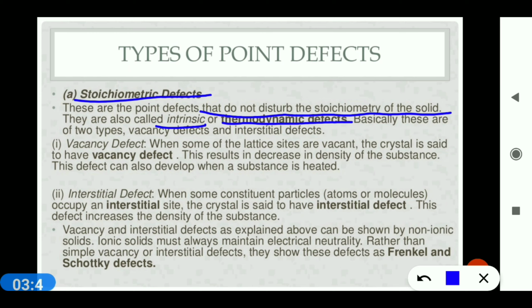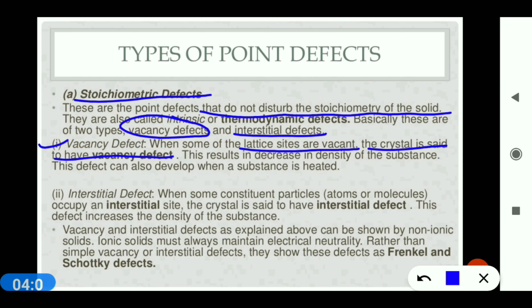Basically, these are of two types: vacancy defect and interstitial defect. Vacancy defect: when some of the lattice sites are vacant, the crystal is said to have vacancy defect. You can understand this with a diagram also in a better way. This vacancy defect decreases the density because the particles move away from their lattice sites. So there is a decrease in the density.